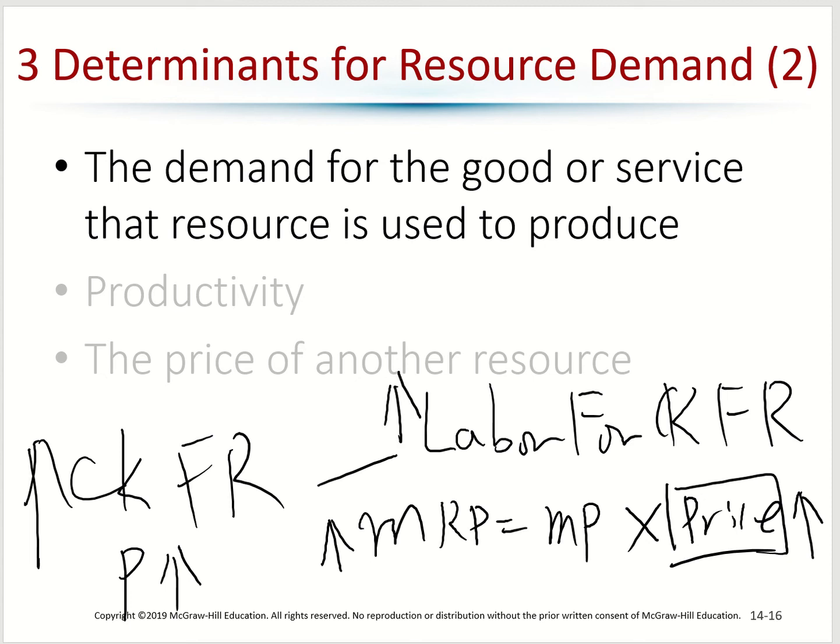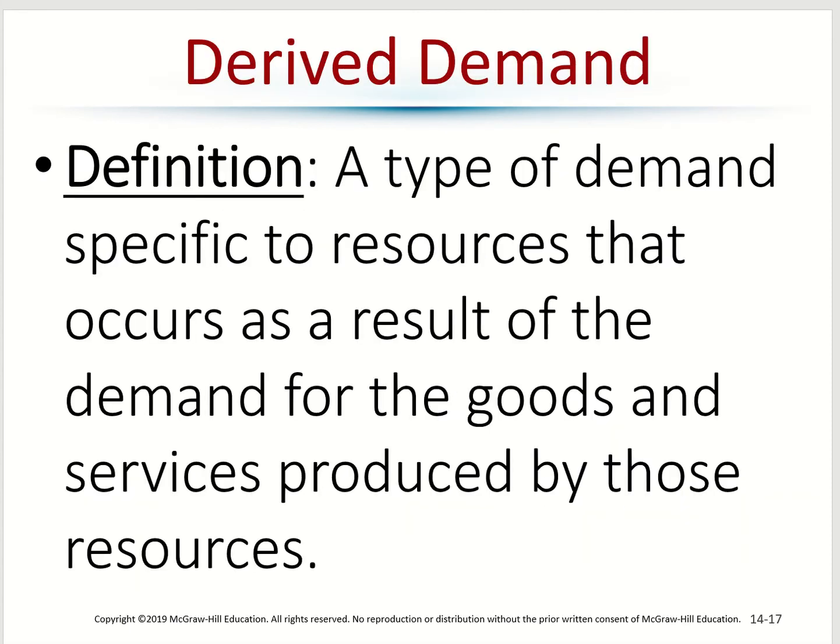Okay, so that's one determinant for resource demand. The demand for labor for chicken fried rice depends on the demand for chicken fried rice. If everybody wants chicken fried rice, then of course the company will hire more laborers for chicken fried rice. So this demand is also known as derived demand.